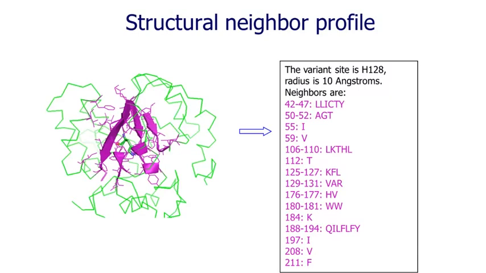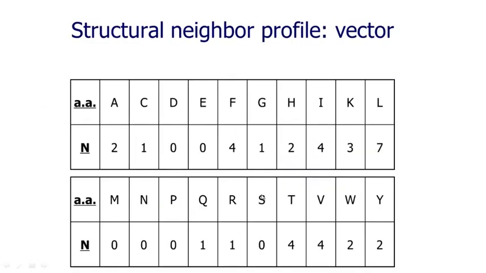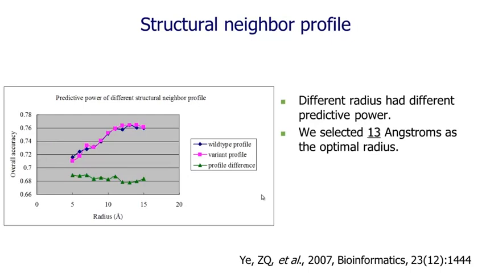In this example shown here, the variant site is histidine 128, placed at the center of a sphere with a radius of 10 angstroms. If we walk from the N-terminus to the C-terminus of the protein, we will find the following amino acids that fall within the sphere. We count the number of each of the 20 types of amino acids and create a 20D vector. We found that different radius had different predictive power. Based on the simulation here, we can see that 13 angstroms seem to be a good optimal radius.